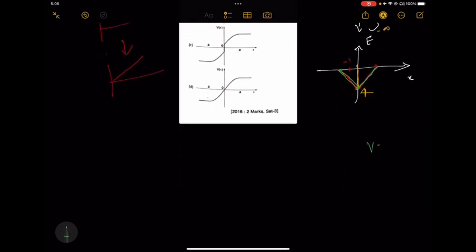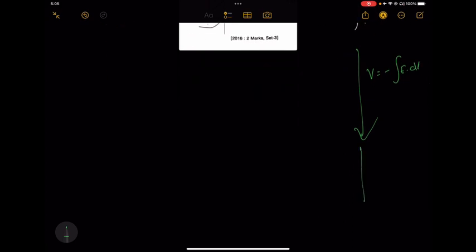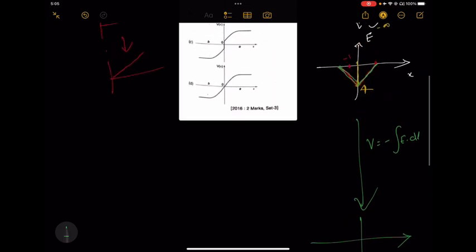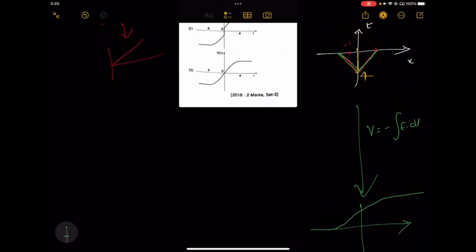We know that potential is minus integral E dot dl. Again, you will have to integrate this curve. This time when you integrate, you are going to get minus integral E dot dl. So the integration of a ramp will be parabolic. So you can say something like this it will be. All the area is on the negative side. Till this point it will increase, afterwards it is constant. So it is potential on the y-axis, and x-axis this one. So this is the answer.